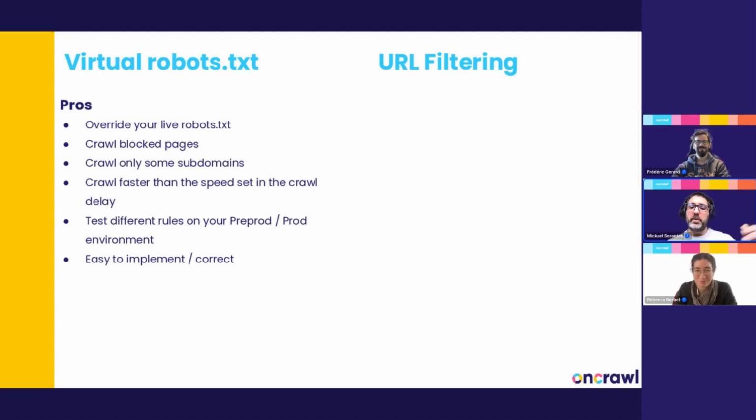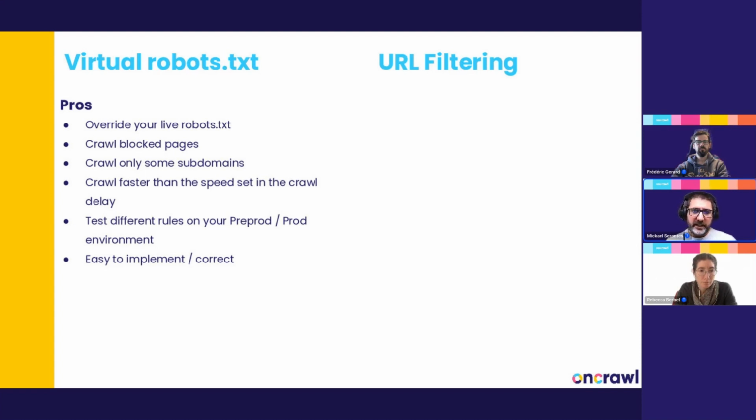You can also crawl your blocked pages to see if they need to be blocked, where they are, and what those pages are. You can also crawl some subdomains. So let's say you have subdomains per country, fr.oncrawl.com and us.oncrawl.com, and I will migrate the French subdomain to a folder, oncrawl.com/fr. So I can crawl only the French subdomain, or only the subdomains I want, using the virtual robots.txt without changing anything.